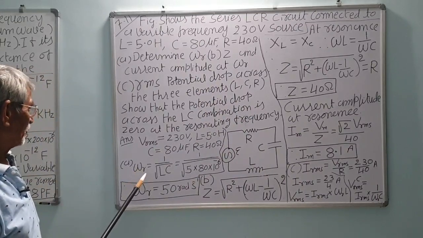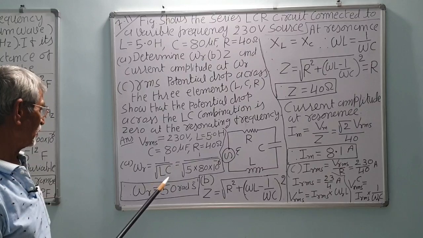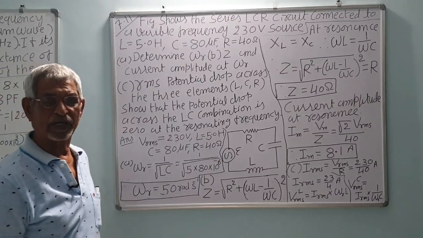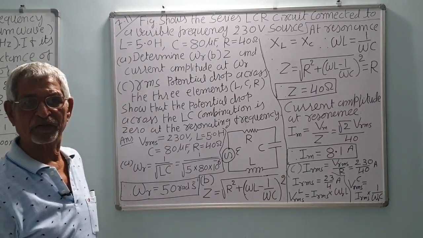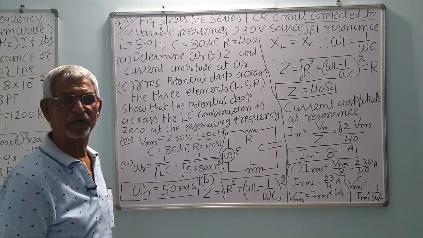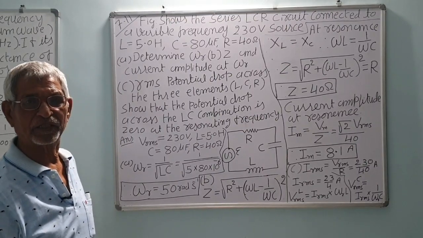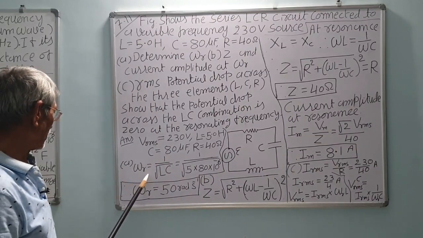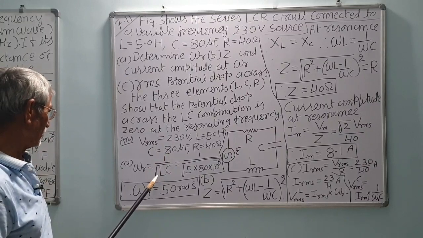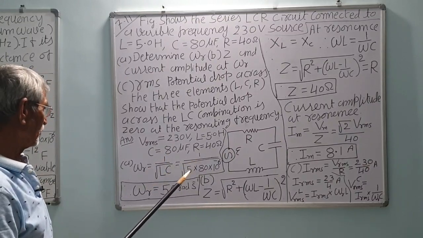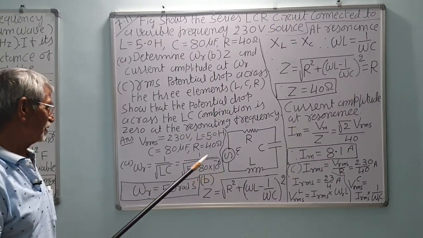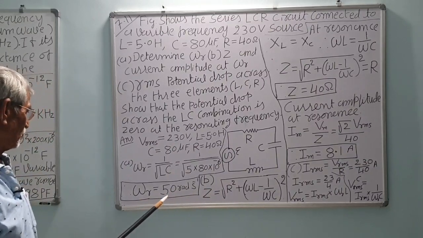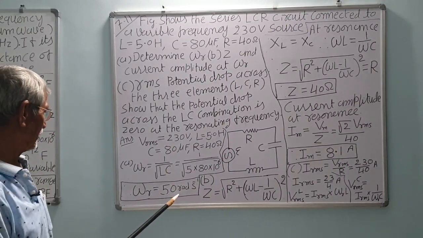So the resonant frequency, we know, is given by 1 upon under root LC, correct? Because at resonance the XL is equal to XC. Inductive reactance XL is equal to capacitive reactance XC, and XL is equal to omega L, and XC is equal to 1 upon omega C. From that you can get omega R, the resonant frequency, is 1 upon under root LC. That is 1 upon under root of L, which is 5 Henry, and C, which is 80 microfarad, that is 80 into 10 raised to minus 6. That comes to about 50 radian per second.